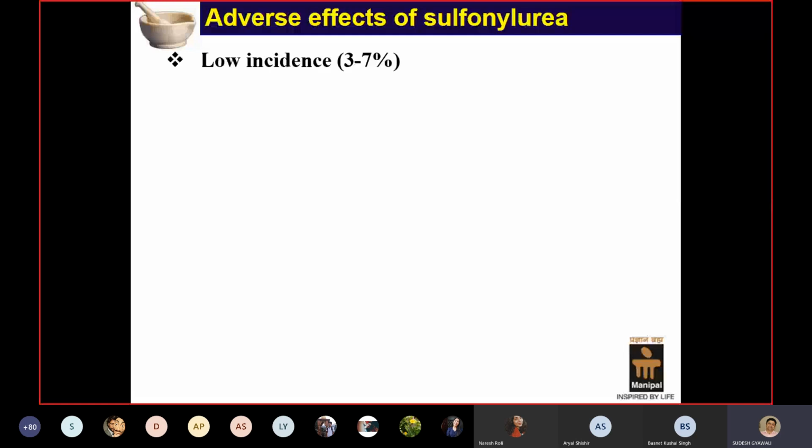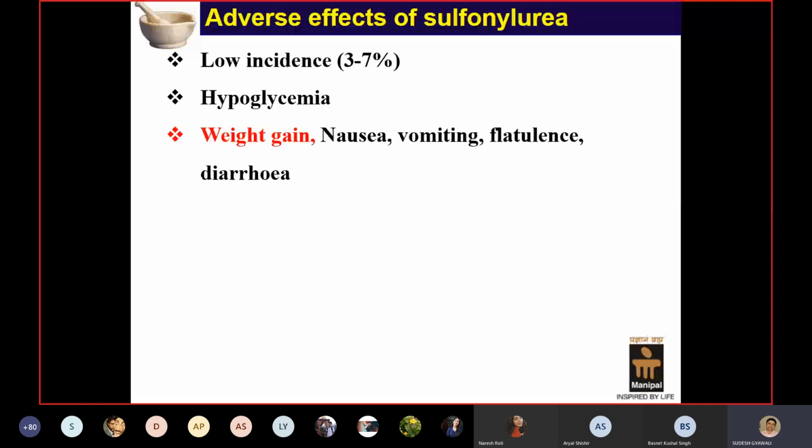These side effects are very few with sulfonylurea, just 3 to 7%, and the most common side effect is hypoglycemia. And there is weight gain. Why? Because of stimulation of the satiety center, as well as the anabolic activity of insulin. There could be nausea, vomiting, flatulence, and diarrhea, but they are very less common. The most common side effects are hypoglycemia and weight gain.